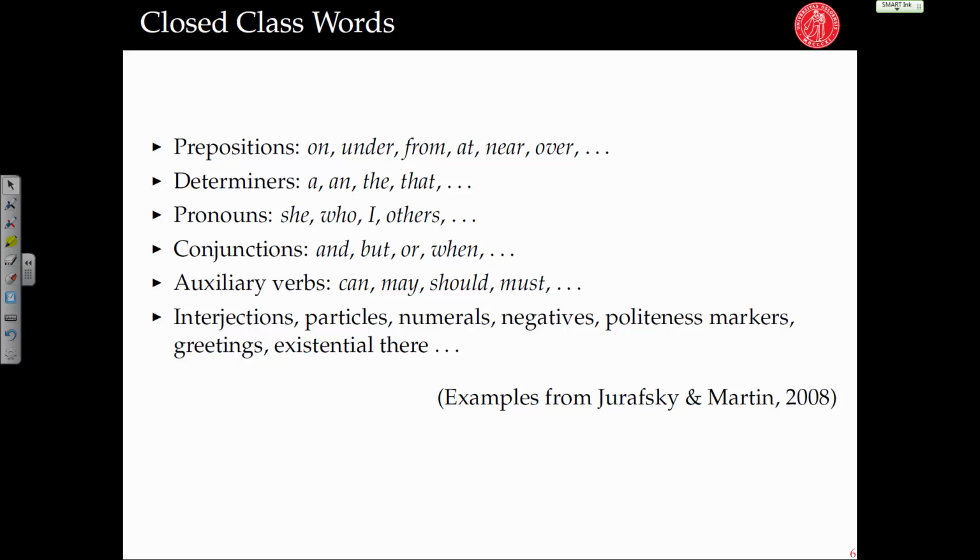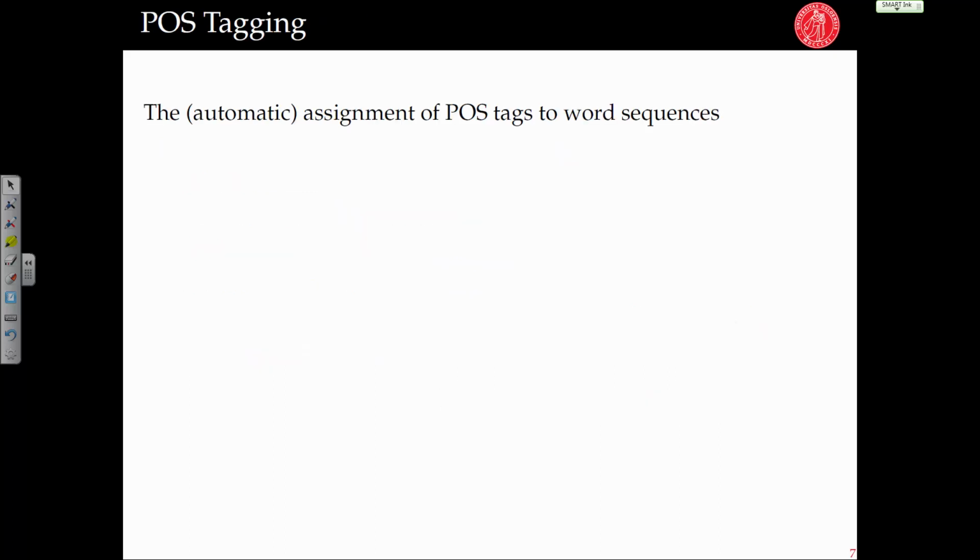I don't think we need to spend more time on these definitions. It's just good to get a very high level understanding of what we mean by these different types of words. So as I said, today we're going to work with sequence labeling, and the particular problem we're going to address is part of speech tagging. Part of speech tagging is the automatic assignment of part of speech to word sequences. So we're given a sentence, and for each word within the sentence, we're going to assign a part of speech. But we handle this problem as a sequence labeling problem.